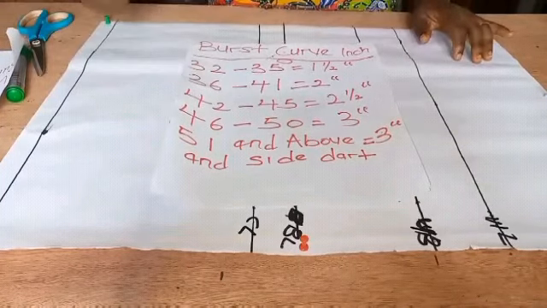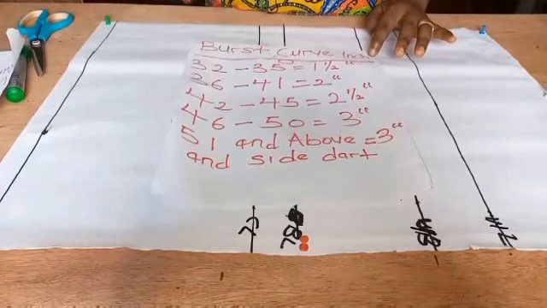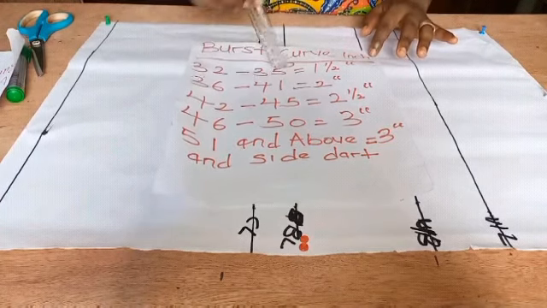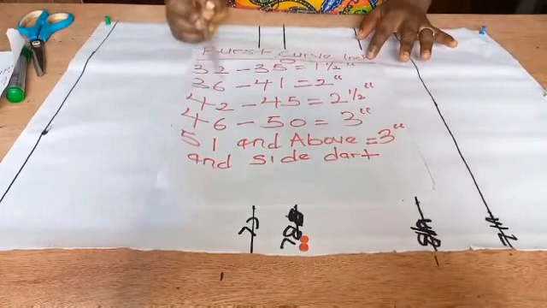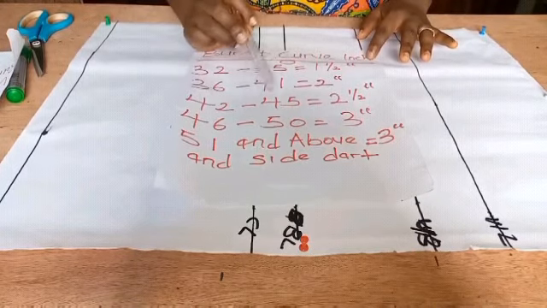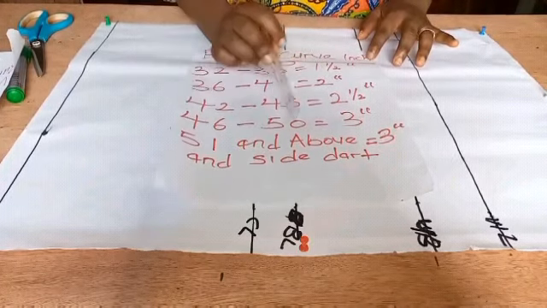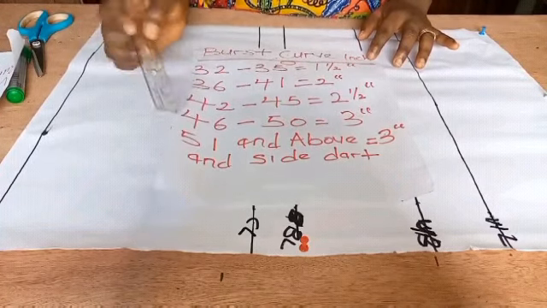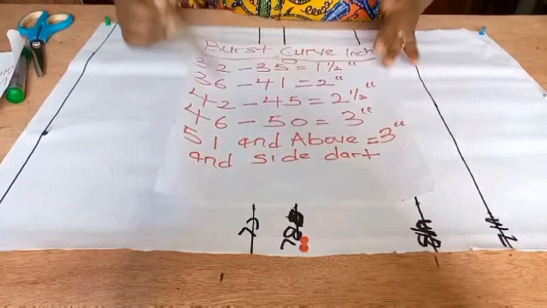Before I start, I will explain some things about the bust curve. I use this measurement for my curve inches. If your bust falls between 32 to 35, you use 1.5 inches for your bust curve. If the bust falls between 36 to 41, you use 2 inches for the curve. If the bust falls from 42 to 45, you use 2.5 inches for the curve. If the bust falls from 46 to 50, you use 3 inches for the curve. And if the bust is from 51 and above, I advise you use 3 inches and a side dart for the fullness of the bust.